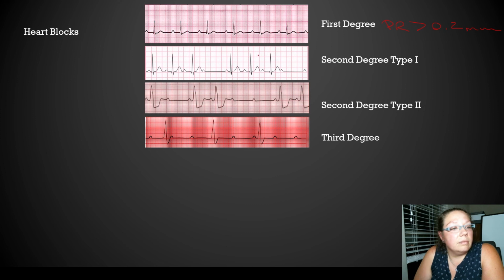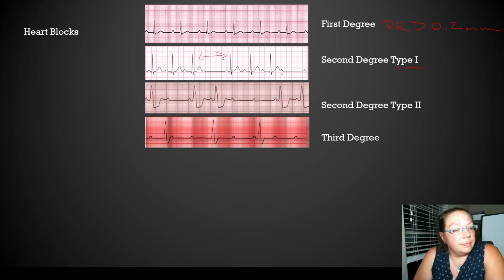All right, second degree. Is it regular? No. Do you see that? There's a long pause here. So we're irregular. Are there P waves? Yep, there's P waves. See all these P waves? Are there QRSs? Yeah, there's QRSs here. Does every P have a QRS? Nope. This P wave doesn't have QRS. This P wave doesn't have QRS. So what is our PR interval? Well, here it's nice and short. Here it's a little bit longer. Here it's even longer, and this one doesn't have one. So we have a second degree block, type 1.